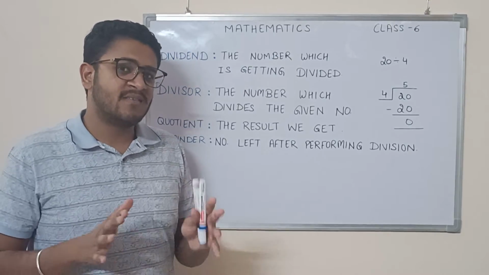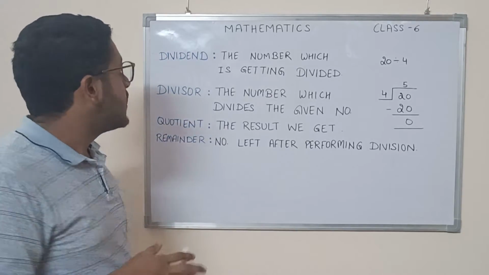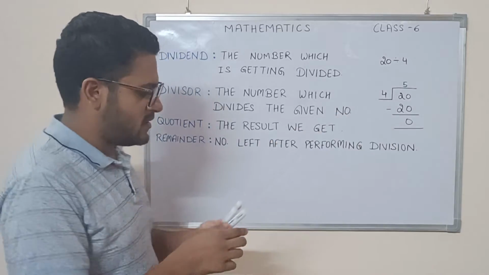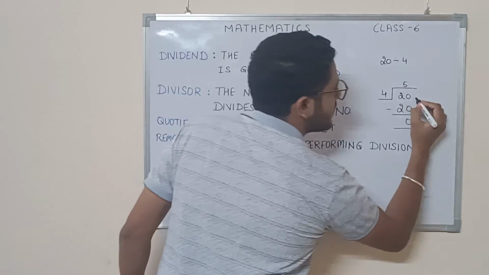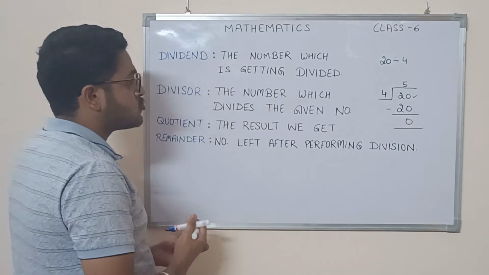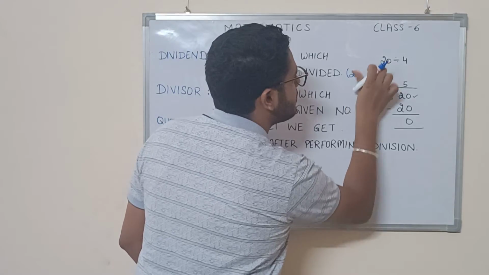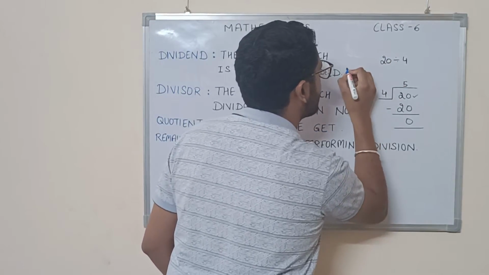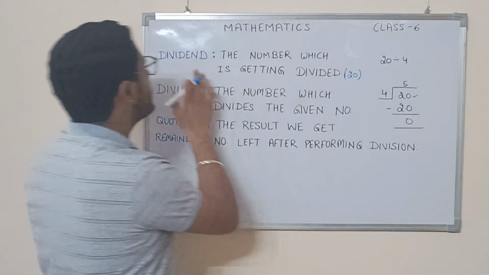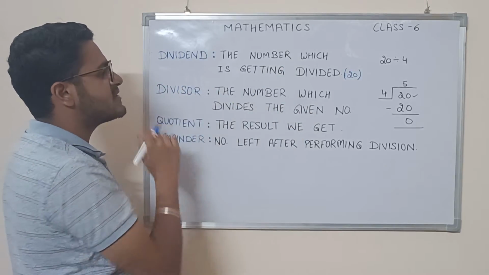So the first component is dividend. Now let's talk about the definition of a dividend. A dividend is a number which is getting divided. So in our example, which number is getting divided? It is this number. We are dividing 20 only. So in our example, 20 is the dividend. 20 is what? It is dividend.